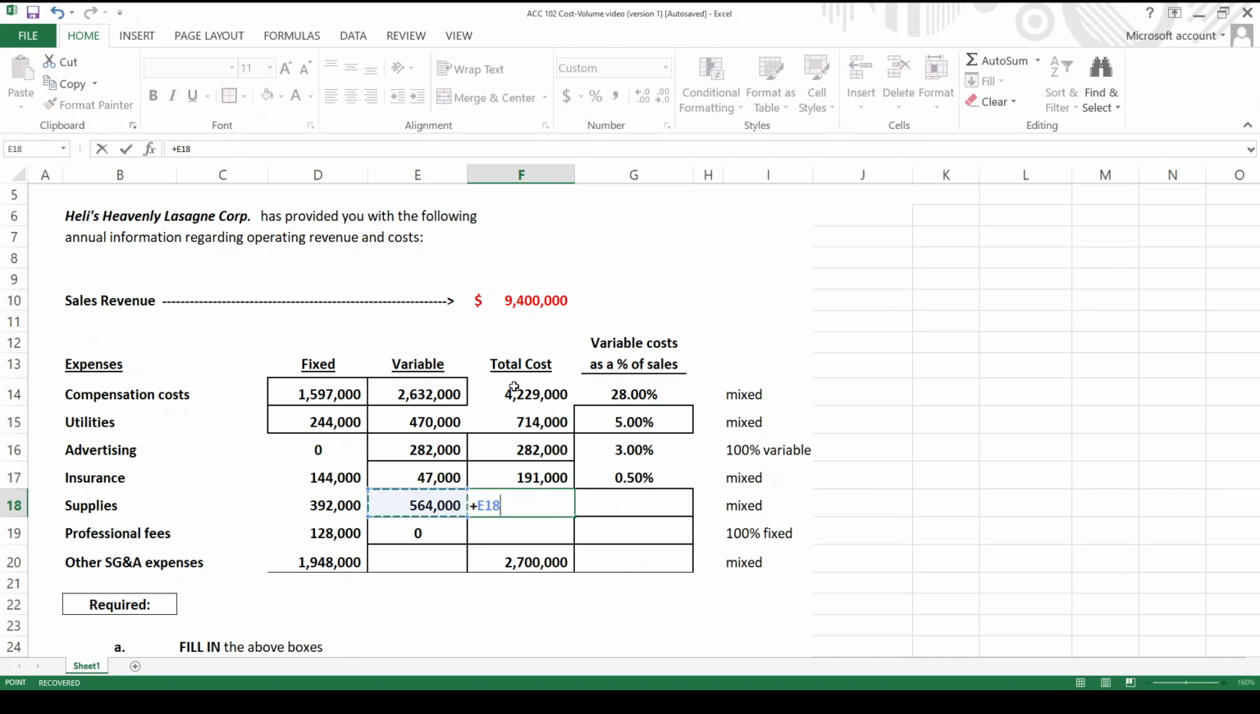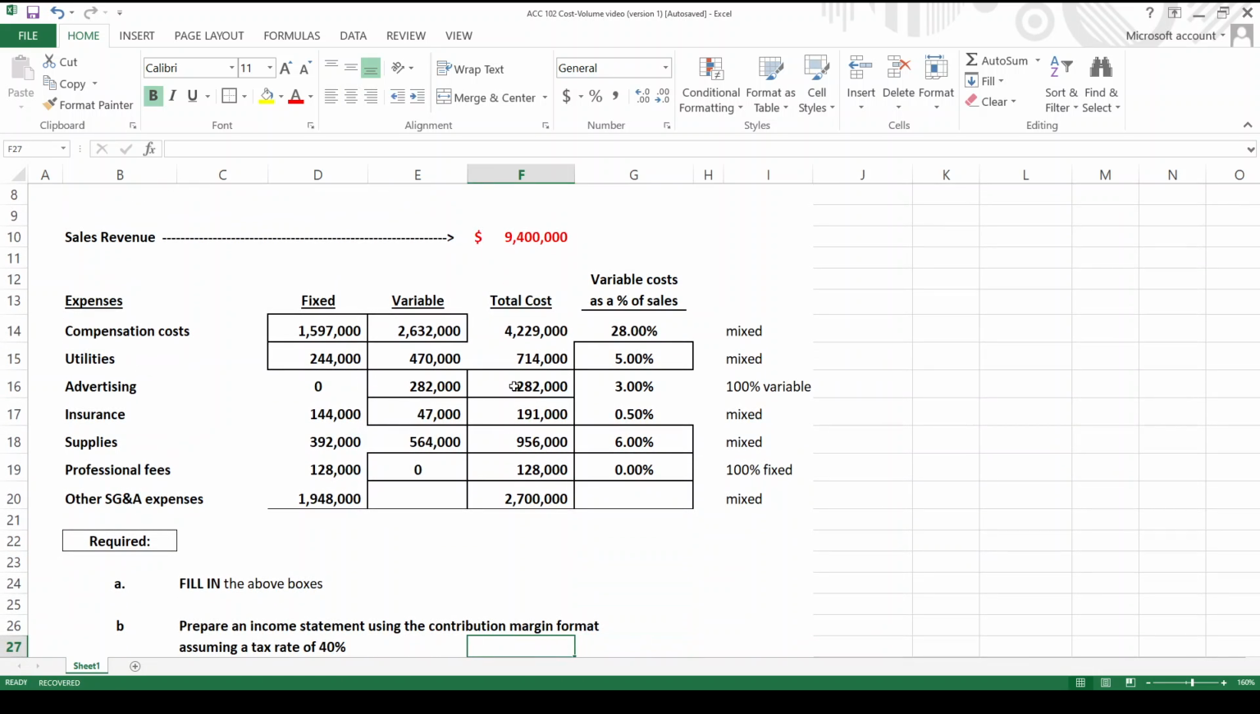Supplies. Well, we have both the costs. We just got to add them together. Fixed plus variable equals total. Calculate the variable as a percentage of sales. Comes out to 6%. Professional fees. 128 plus 0 is equal to, you guessed it, 128. And the variable component is 0. And for the other selling, general, and administrative expenses, we're going to back into the variable this time. Get 752, and then divide that number by the 9.4 million. Comes out to 8%.